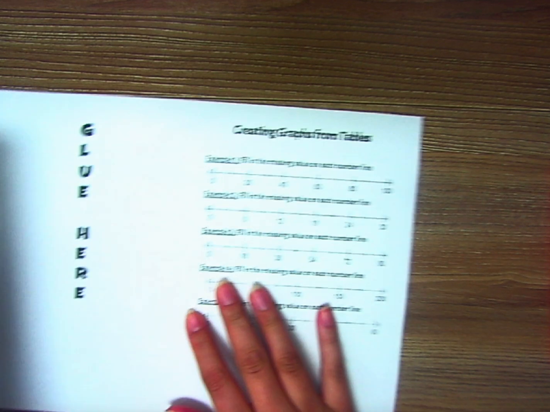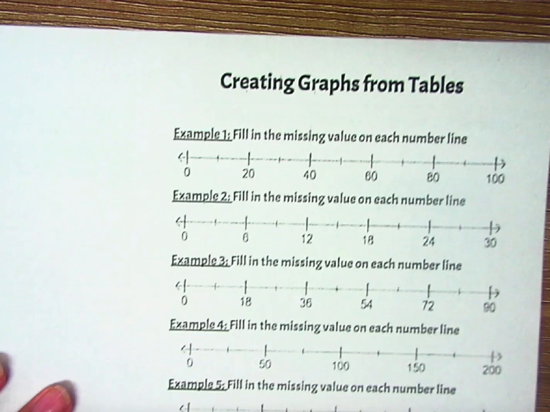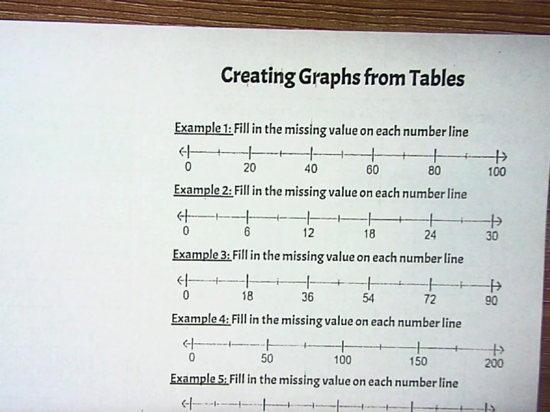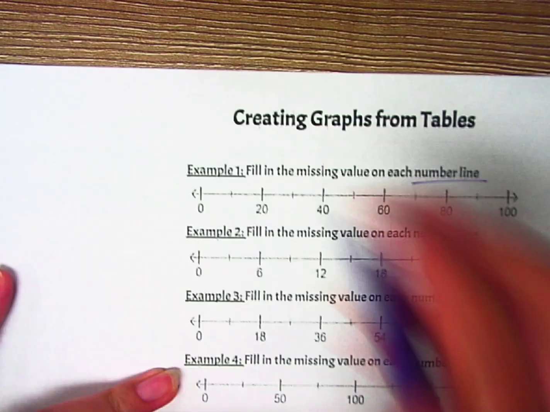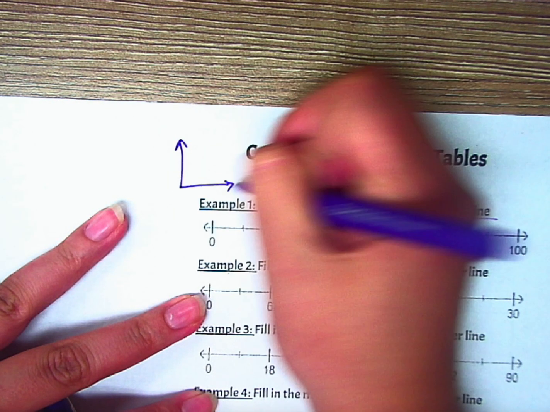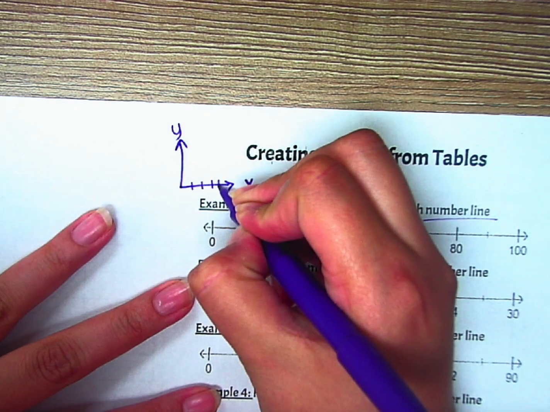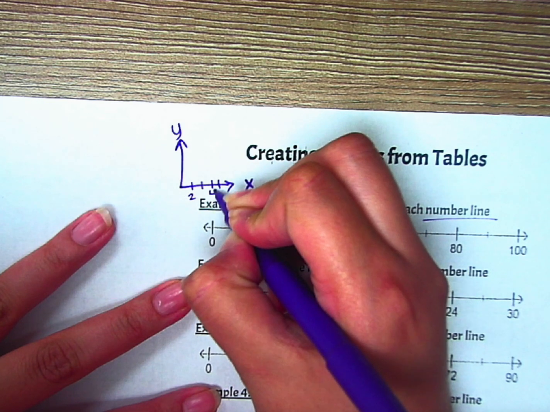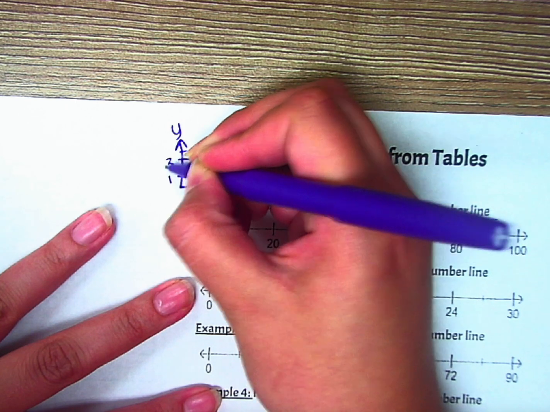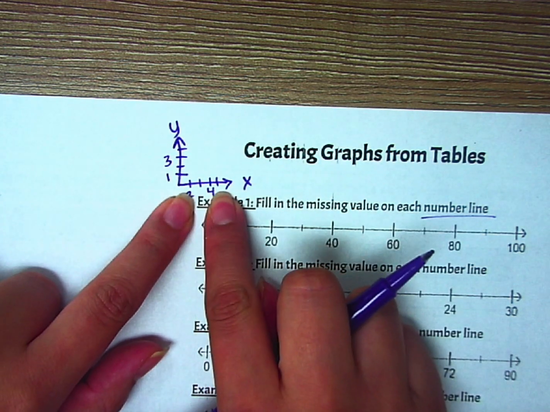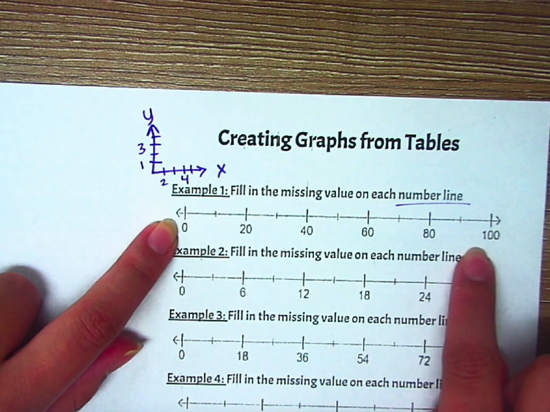So we're creating graphs from tables. It says example 1, fill in the missing value on each number line. So right here is my number line. When you have a graph, you have your X and your Y axis. You have little increments. It could say 2, 4, and right here, your increments are going to be 1, 3. So we have missing numbers here, right? We don't know what this one is. So this is what we're doing today. We're filling in our number line.